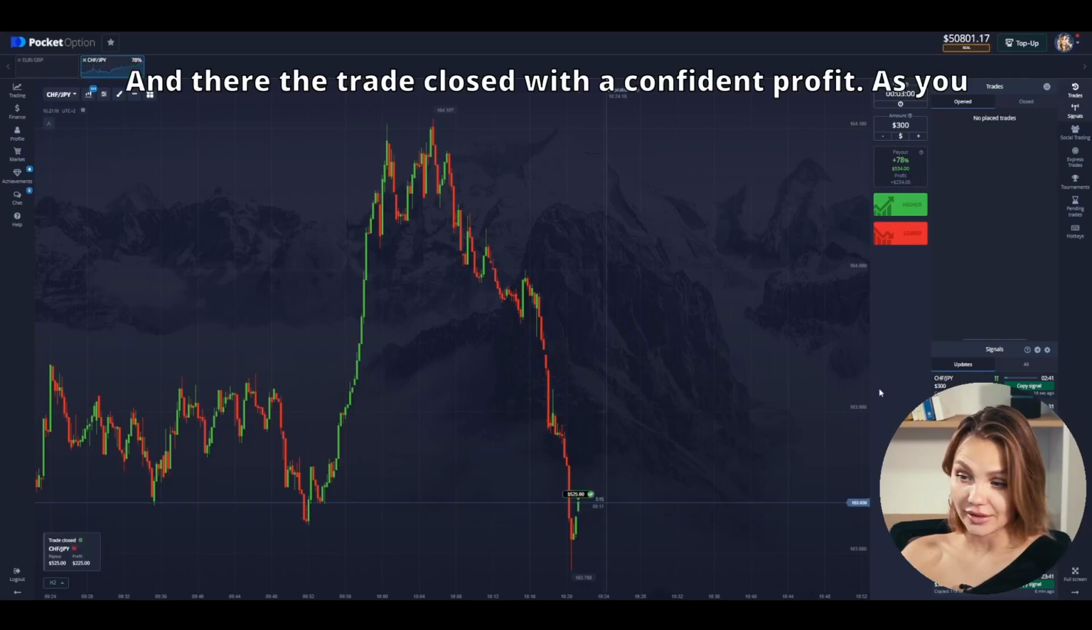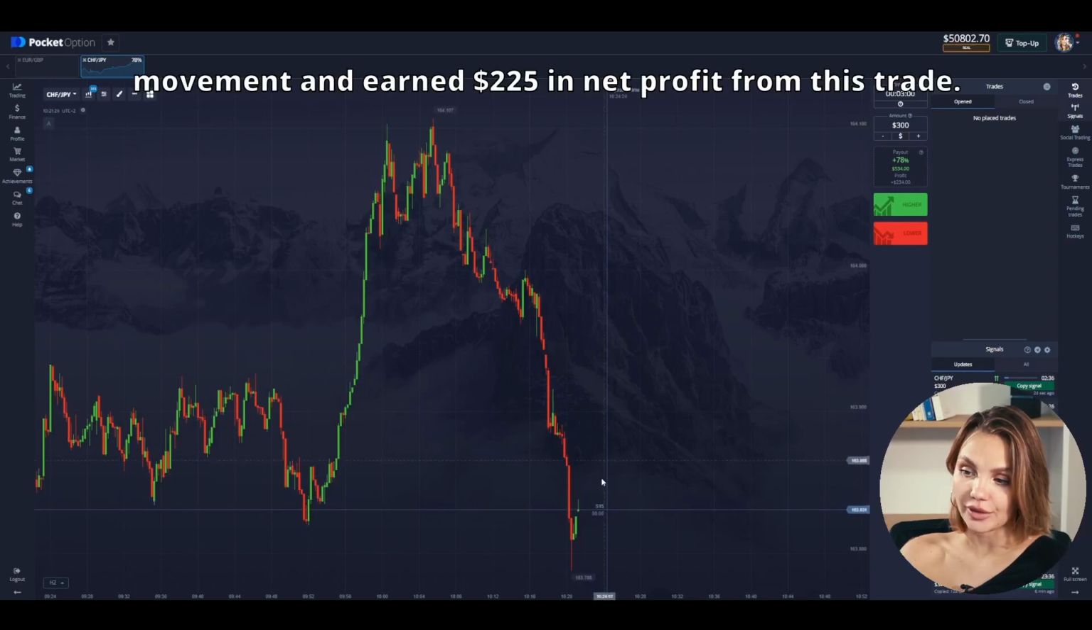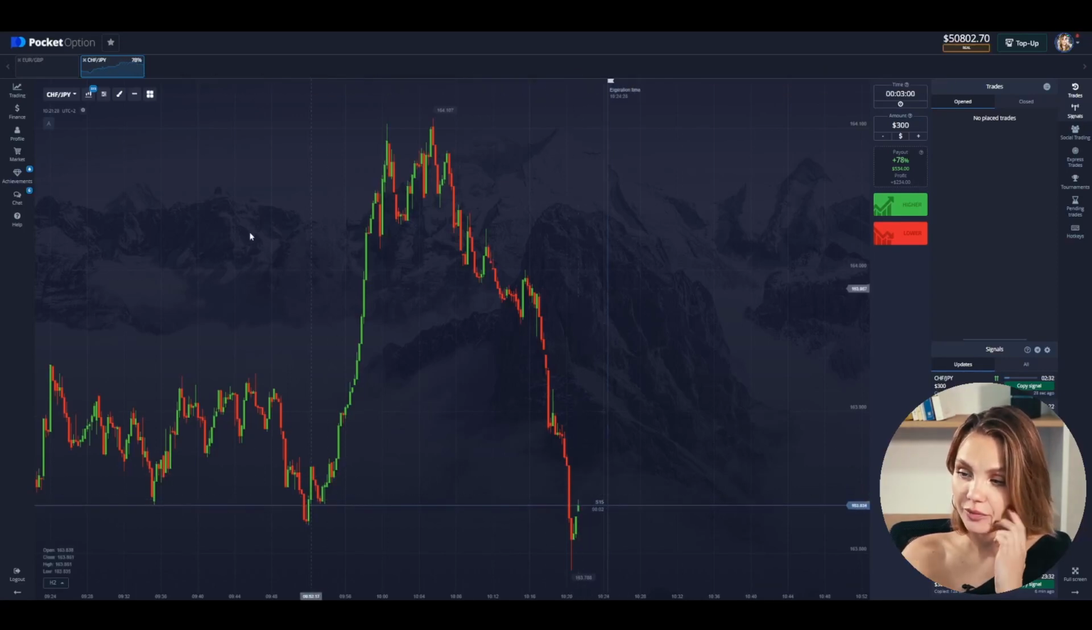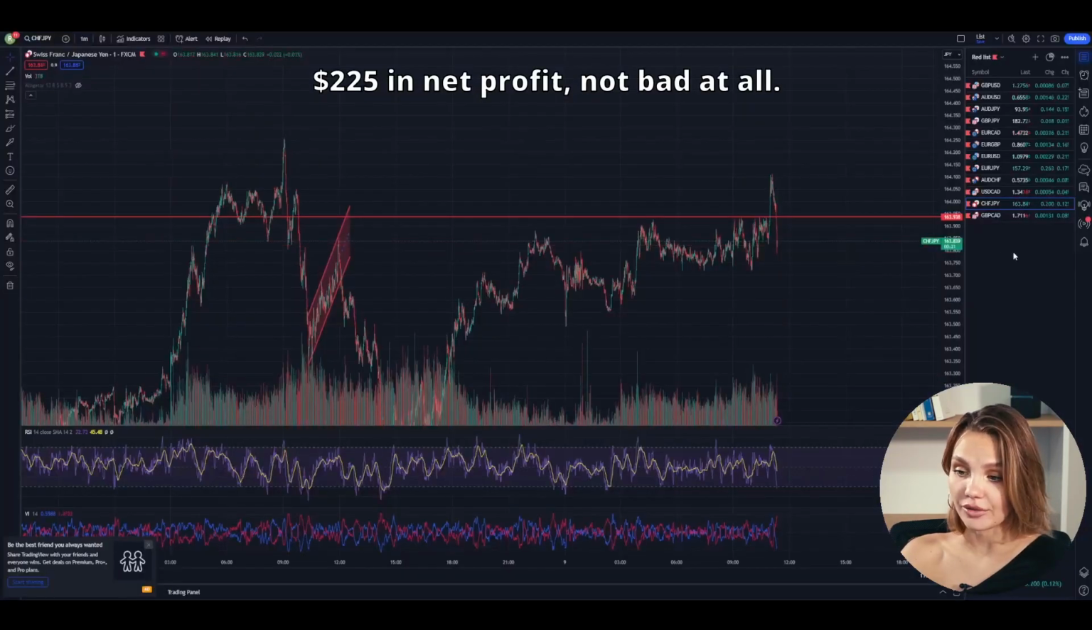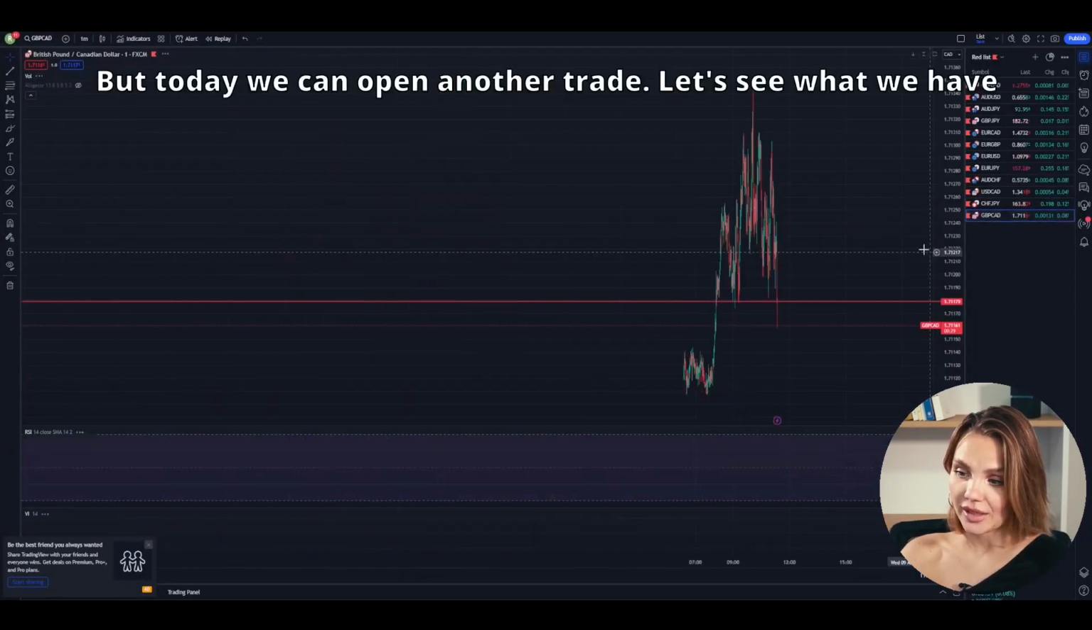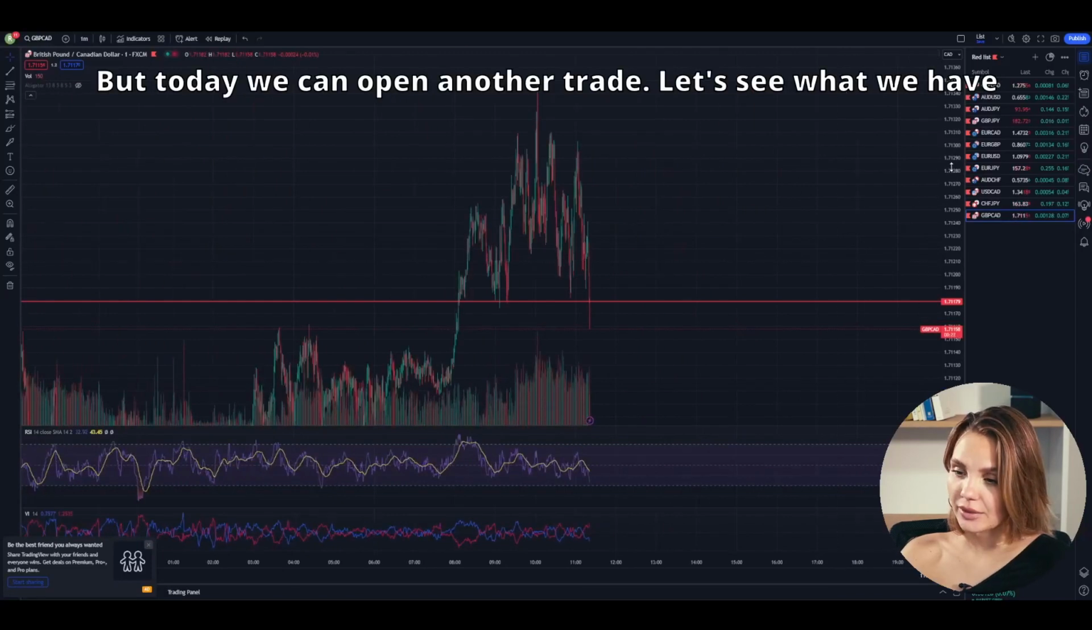And there the trade closed with a confident profit. As you can see, we caught a very strong movement and earned $225 in net profit from this trade. $225 in net profit, not bad at all. But today we can open another trade. Let's see what we have next.